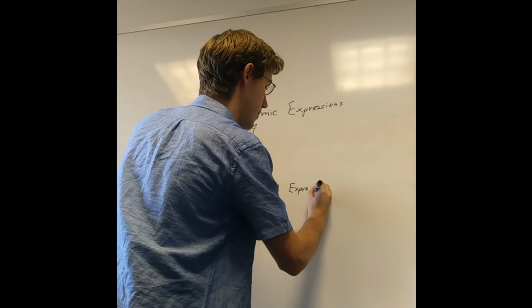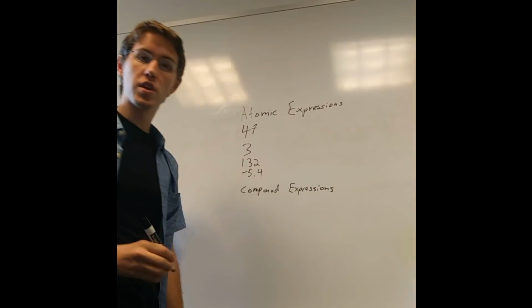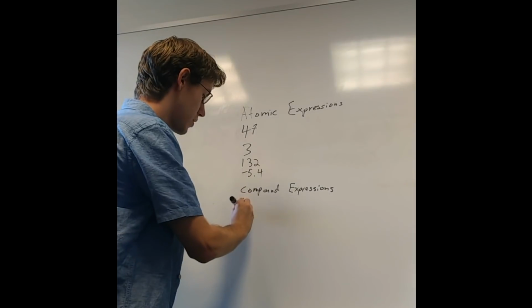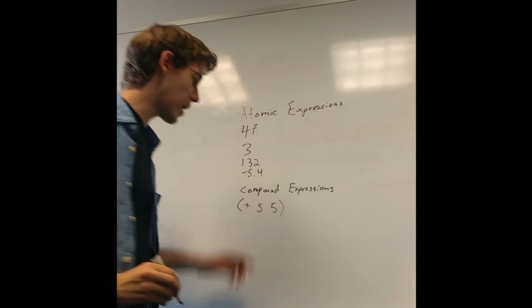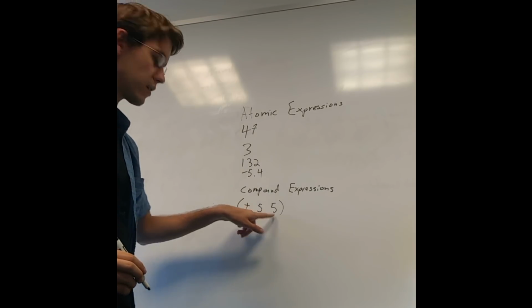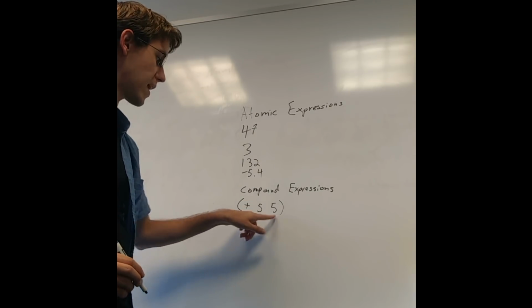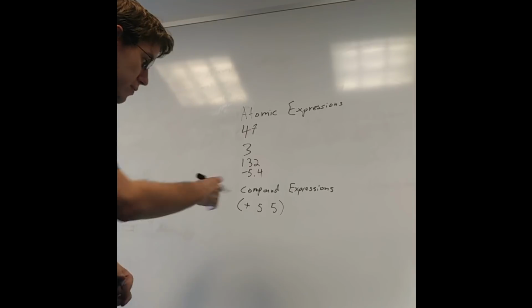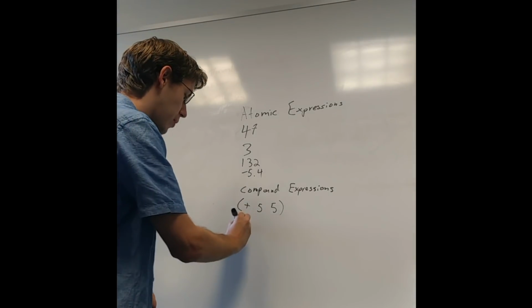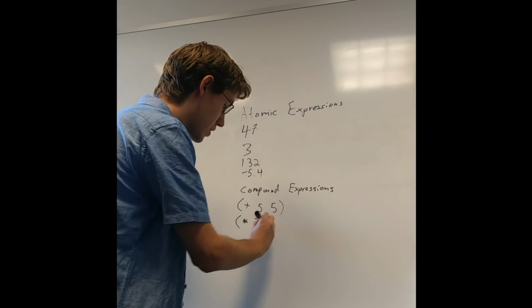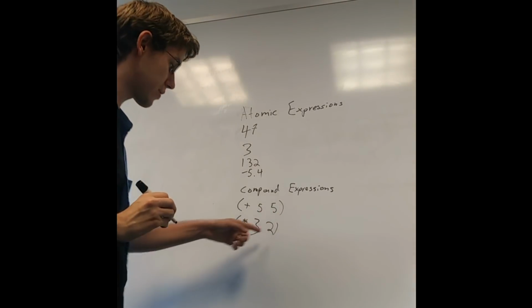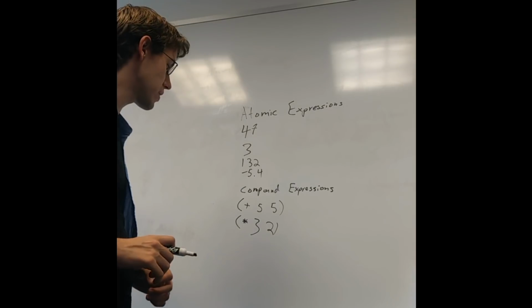So, we have compound expressions, such as ones put together with plus. 5 plus 5 is a compound expression where we're combining two atomic expressions, 5 and 5, that makes 10. The result would be substituted. Multiplication is another compound expression. 3 times 2 is 6. That would generate a new thing.